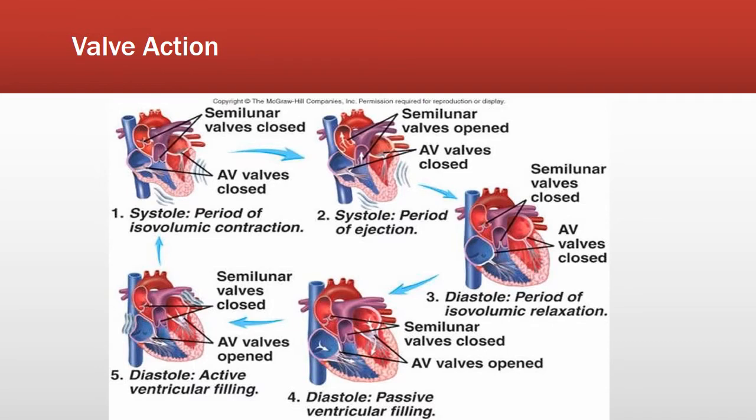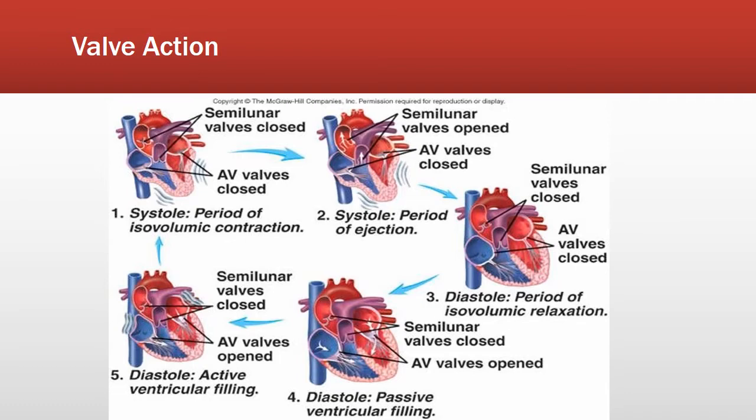This shows you our valvular action. If we have systole, which is a period of isovolumic contraction, the semilunar valves will close and the AV valves will close as well. As we move on to systole, the period of ejection, the semilunar valves will open and the AV valves will close.